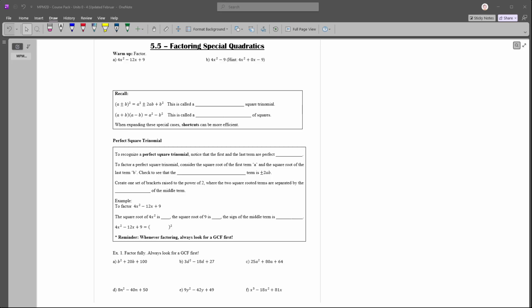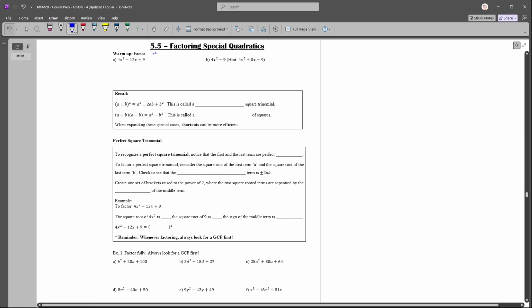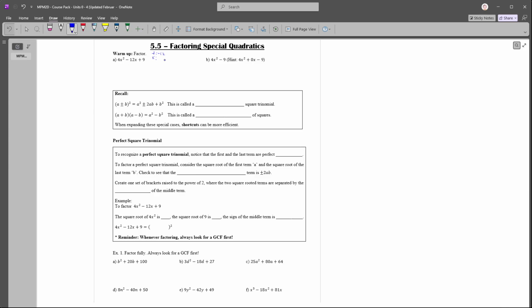So that means we're looking for two numbers that add to negative 12. And those same two numbers need to multiply to 4 times 9, which is 36. Well, we can see that the final term is positive, so that tells me that my two signs are going to be the same sign. We see the middle term is negative. That tells me that those two numbers are going to be negatives.